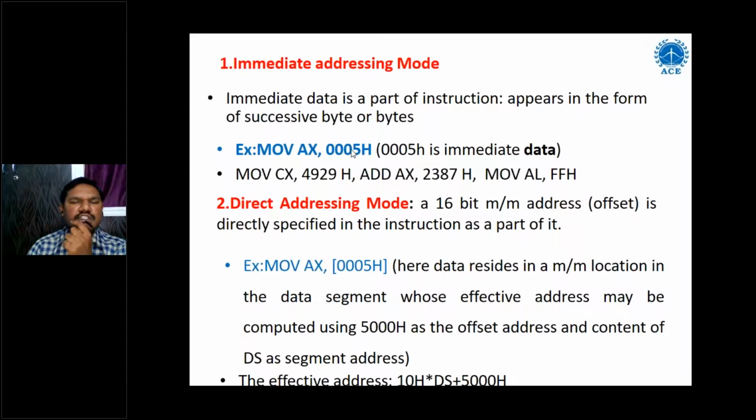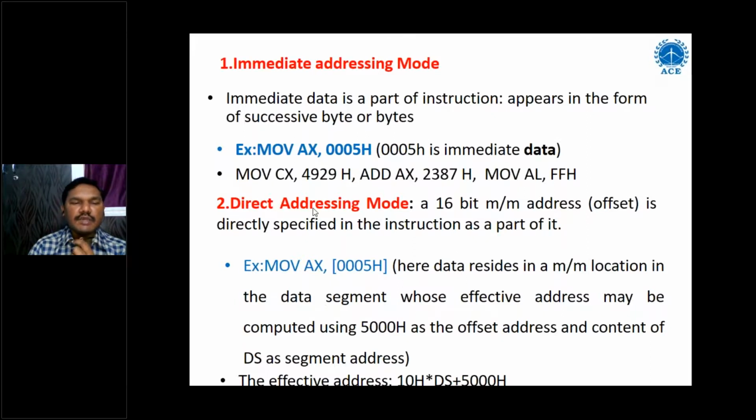Suppose it's 8-bit data, then we can write MOV AL, 05H. So immediate data is a part of the instruction. It appears in the form of successive byte or bytes. So I can perform ADD AX, 0005 also. See here, MOV CX, 4929. ADD AX, 2387H, so here the operation is between the AX register and the 2387H value. So this is the immediate data addressing.